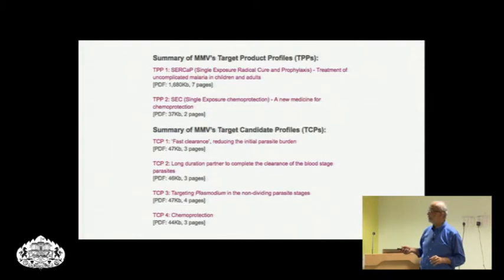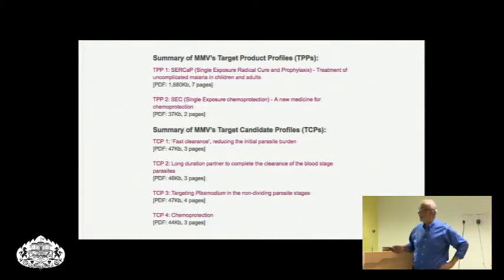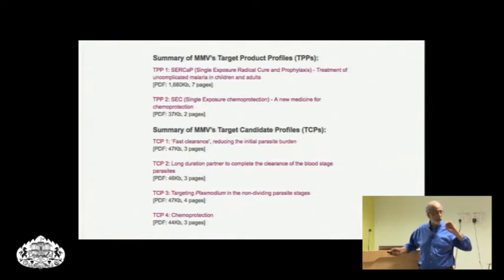So this is radical cure. Radical cure meaning killing those hypnozoites as well, remember? And that's not easy. We don't have anything. But that's the goal. And this would be for uncomplicated malaria in children and adults. We can also have single exposure chemoprotection, meaning you just take one drug and you'll be protected for months together. And that would be very important to have. So those are the target product profiles that we are looking for.